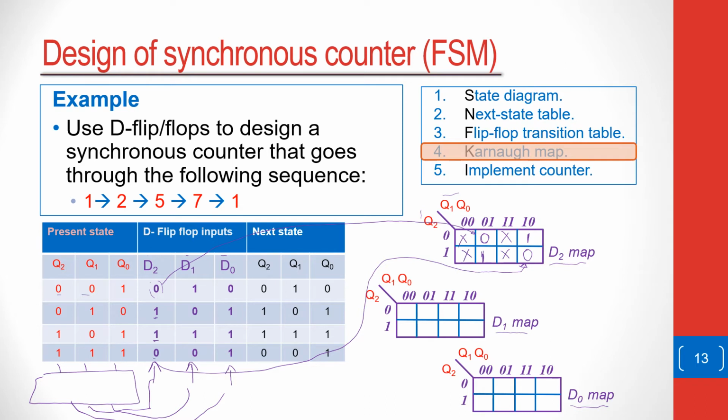And then we go to the D1 map. In this case, we are looking at the first one. At 0, 0, 1 we have a 1. At 0, 1, 0 we have a 0. And then at 1, 0, 1 we have a 1. And then at 1, 1, 1 we have a 0 here. The rest we don't care.